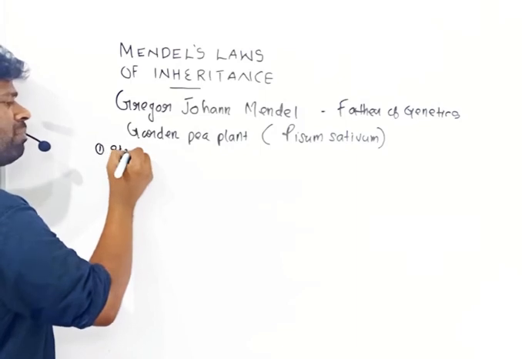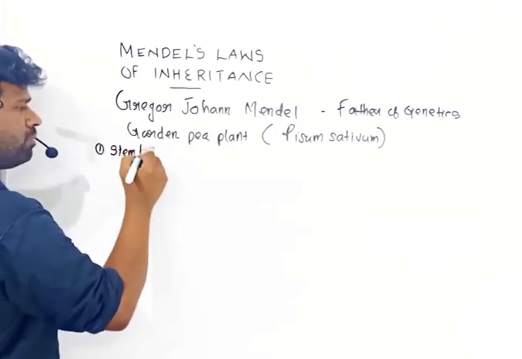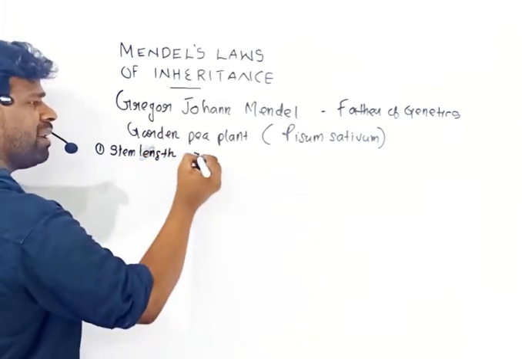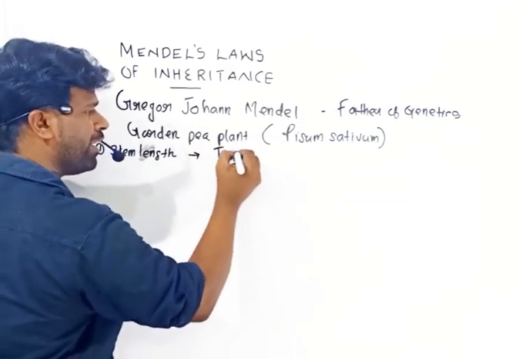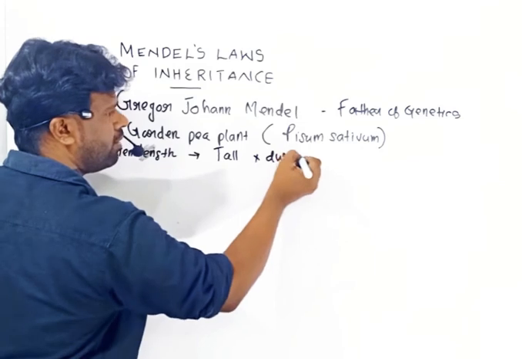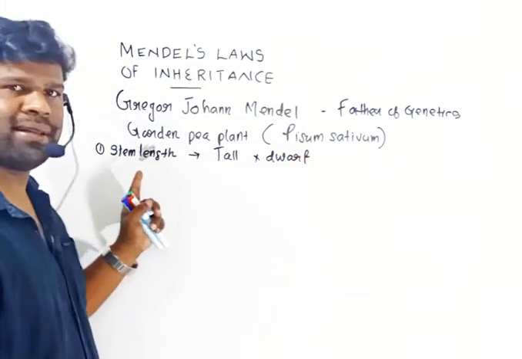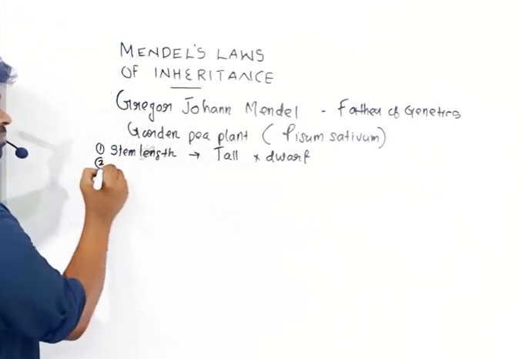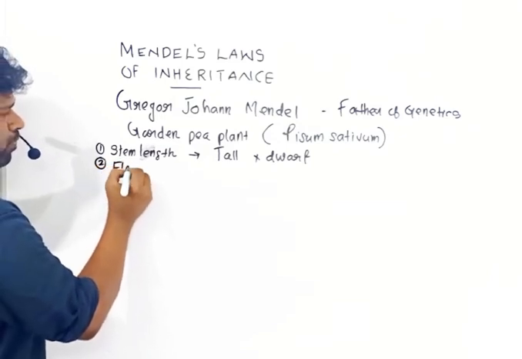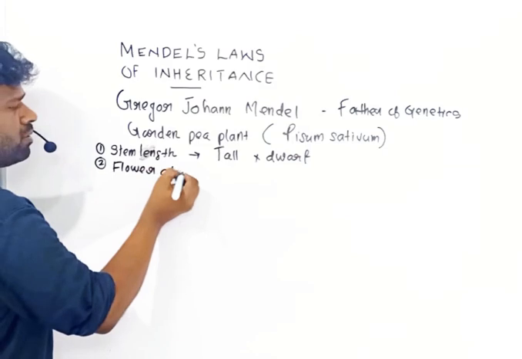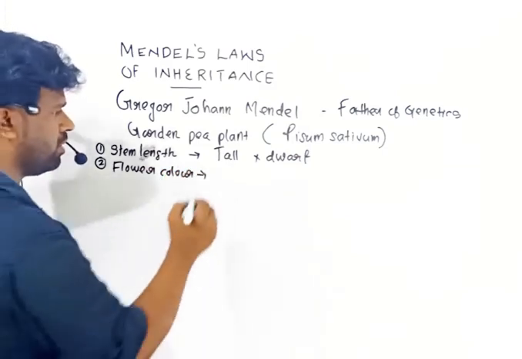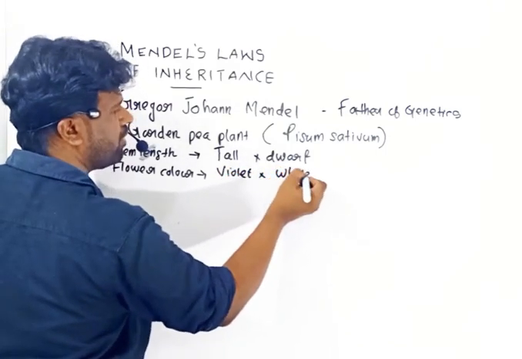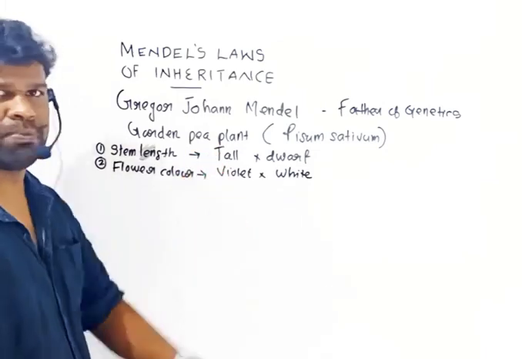First one, stem length. Stem length of the plant: these plants are either tall or dwarf. So stem length is a character that has two traits, tall and dwarf. Then flower color. He studied flower color, and this plant has violet colored flowers and white colored flowers.